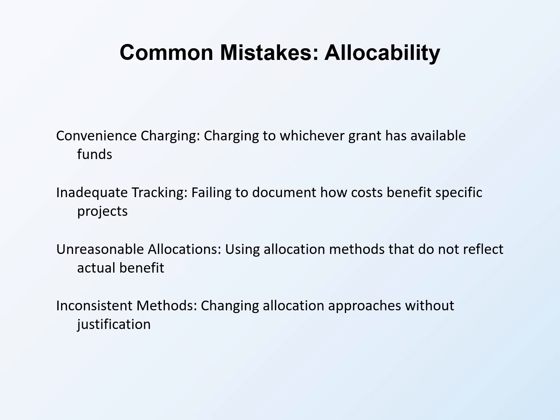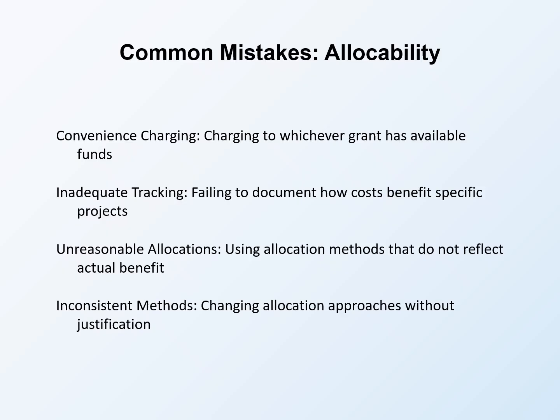Grant funds are not interchangeable pools. Each award has specific purposes. Inadequate tracking prevents you from demonstrating that costs benefit specific projects. If you cannot explain how an expenditure served your grant's objectives, you cannot defend its allocability. Build tracking systems that capture project purpose for each significant cost. The extra effort during purchasing saves major effort during audits.